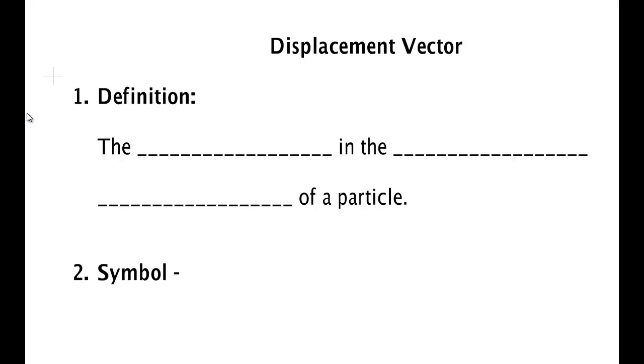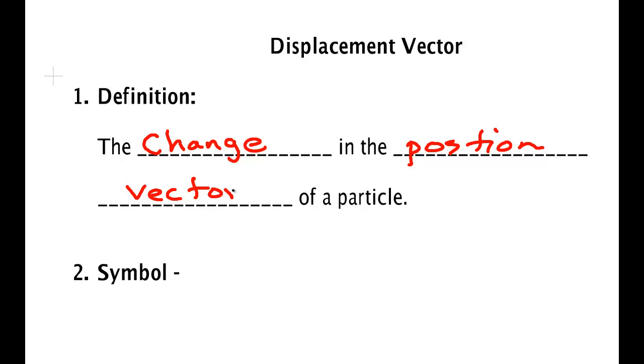We now consider the displacement vector. The displacement vector is the change in the position vector of a particle. Its symbol is the symbol for change, which is a triangle, and then it tells you what's changed. It's the position vector. Or if you're doing 1D problems, books generally just say delta x.